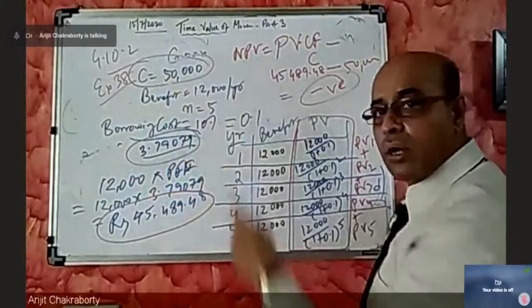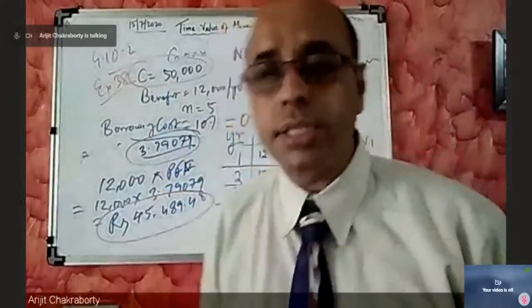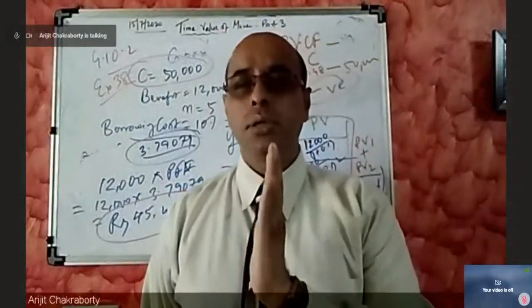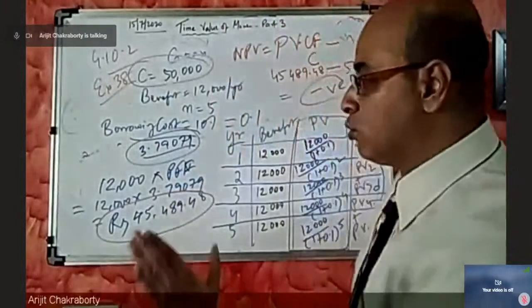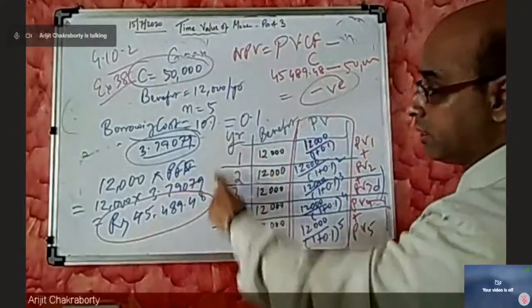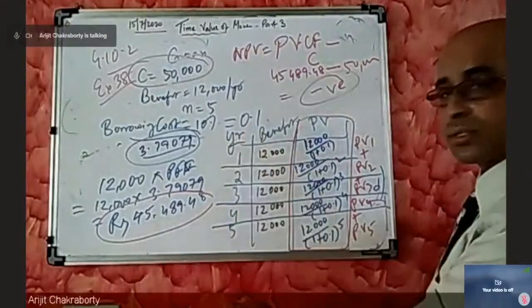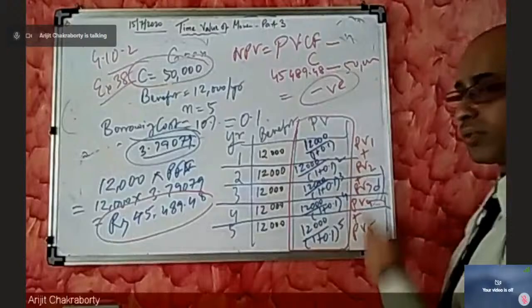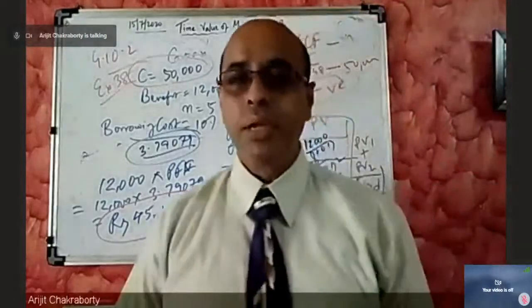We saw the borrowing cost. I explained the cost of debt, cost of equity, and weighted average cost of capital, and then we moved on to solve the problem. We had four columns: the year, the benefit, the present value, and the PV1, PV2.